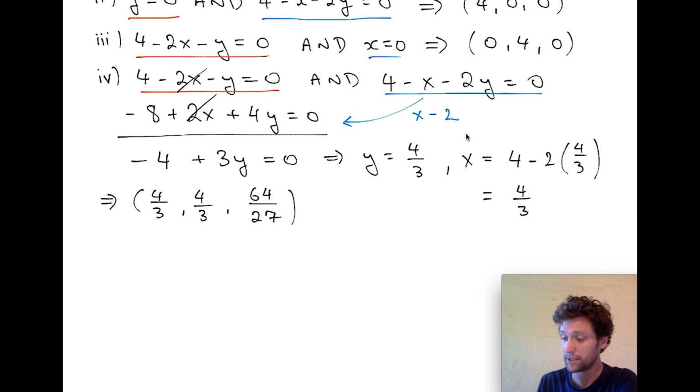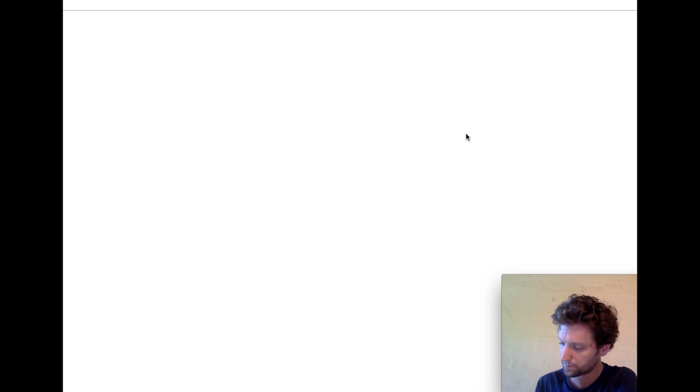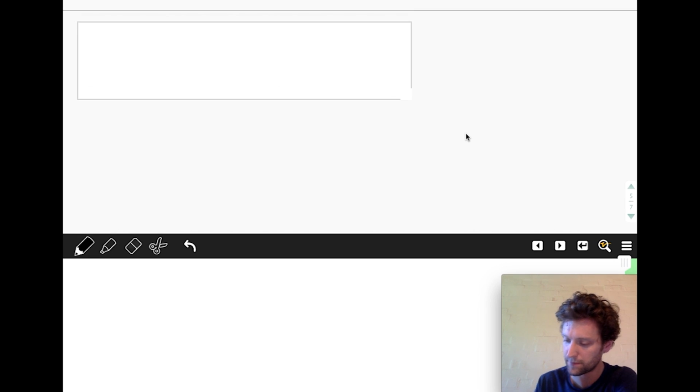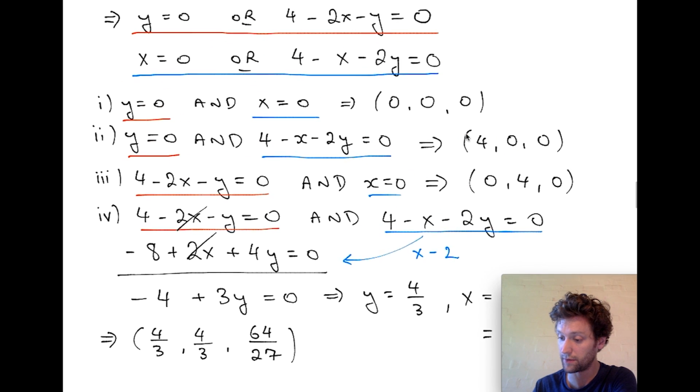So now I have my 4 points. I have to check what those are. Are they max, min, or saddle points? So let's calculate my second derivatives to do that. The second derivative is going to be, going back and looking at where I calculated my first derivatives up above.